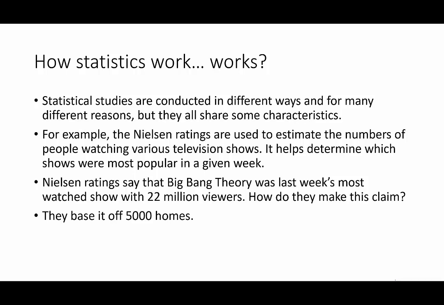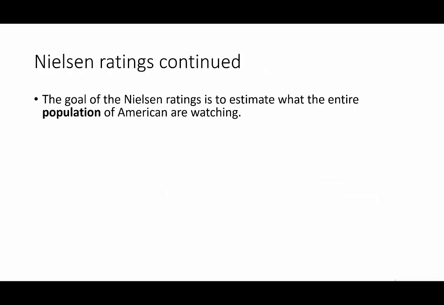So the US has a lot of homes. There's 400 million people, there's probably 300 million homes, maybe slightly fewer than that. And they base all of this information off of 5,000 homes. So they are projecting what 5,000 households do and just use it to describe the entire American population. Okay, so the goal of the Nielsen ratings was to estimate what the entire population of Americans are watching.